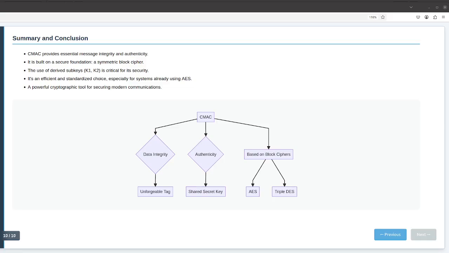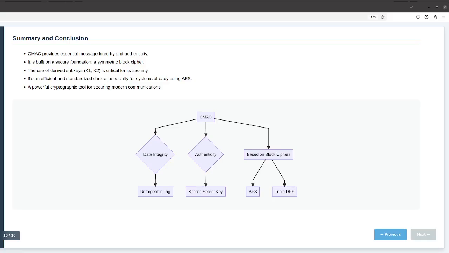Summary and conclusion. Let's quickly recap what we've learned about the CMAC protocol. We started by understanding that CMAC, or Cipher-based Message Authentication Code, provides two critical security services: data integrity, ensuring a message hasn't been altered, and data authenticity, verifying the message's origin. We saw that it's built upon a symmetric block cipher, like AES, and a shared secret key.